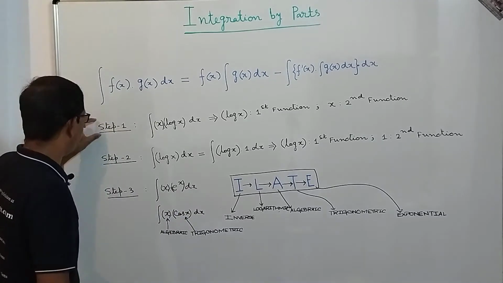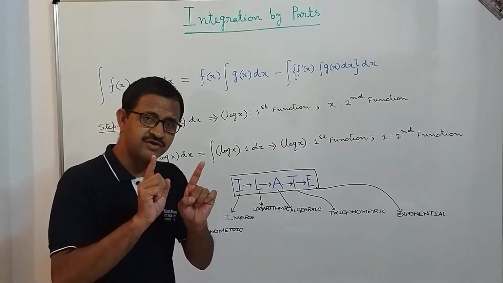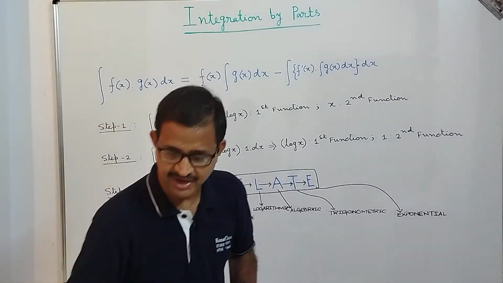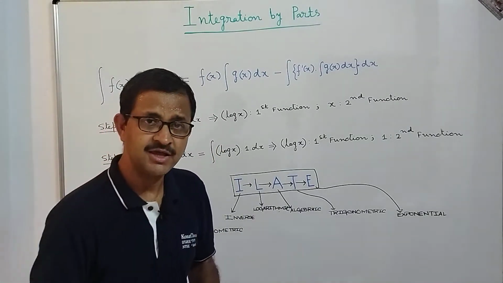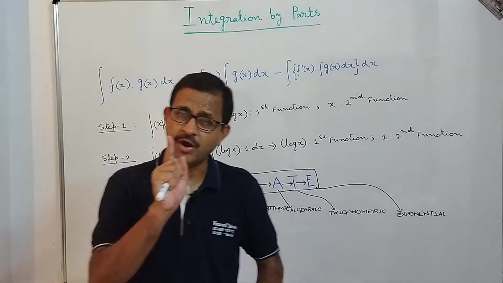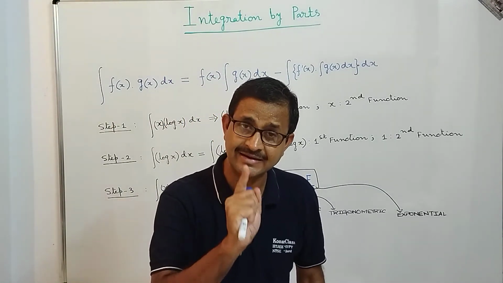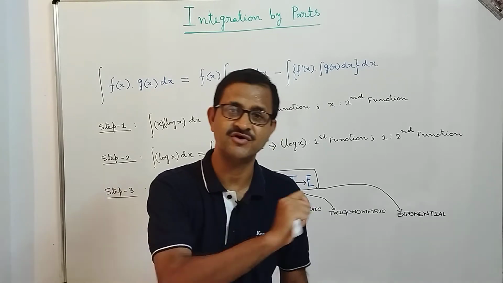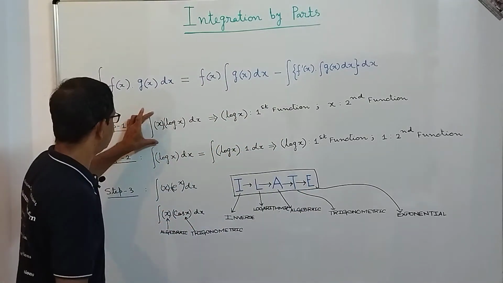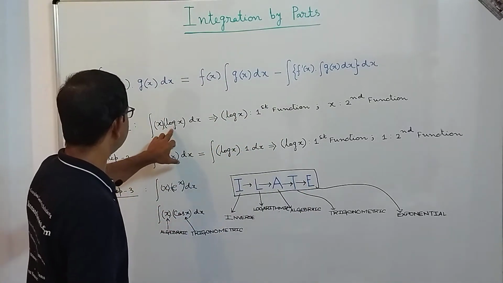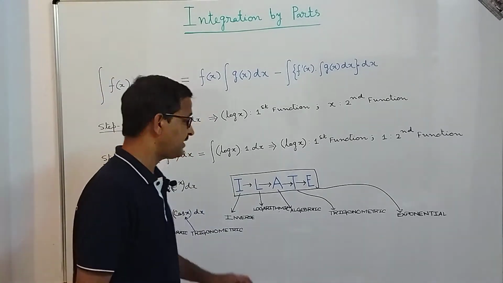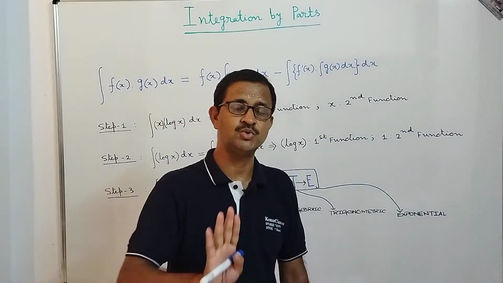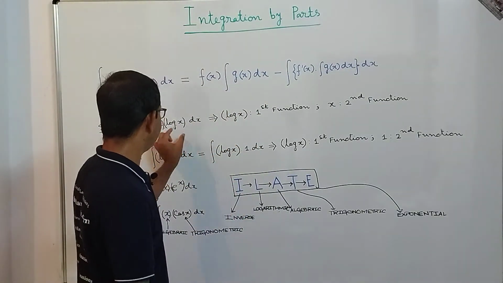Okay, step one: when two functions are given as a product and you need to find the integration of that, first you need to see that between these two functions, if one function is not directly integrable, then we should select that function as the first function. For example, x into log x. We see that log x is not directly integrable, but x is directly integrable because the integration of x is x square by 2.